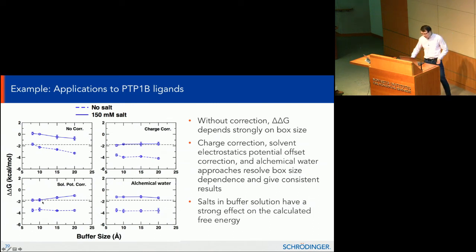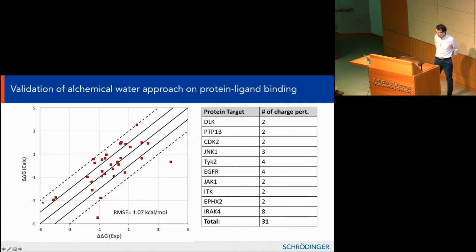Then we tested the same protocol on a large data set with more than 10 targets and more than 30 unique charge perturbations. The summary is shown here. The overall RMSE is about 1.1 kcal/mol, comparable to the accuracy for the neutral perturbations.